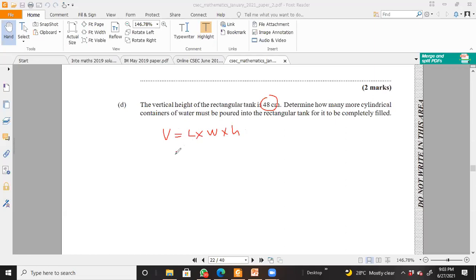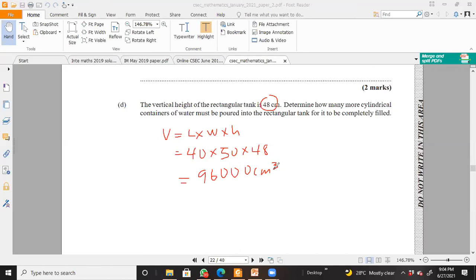So that would be the 40 times the 50 times the new 48 here. So we're going to find a new volume. Somebody should work it out and tell me what you get, please. 96,000. So let's go 96,000 centimeters cubic.